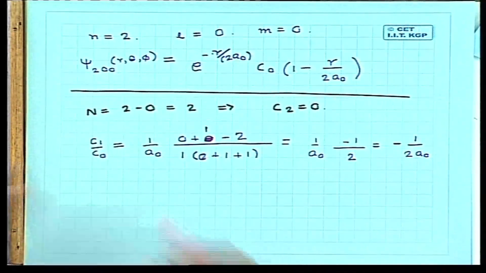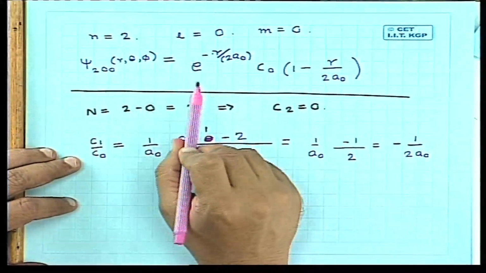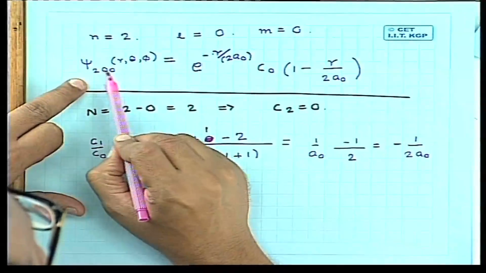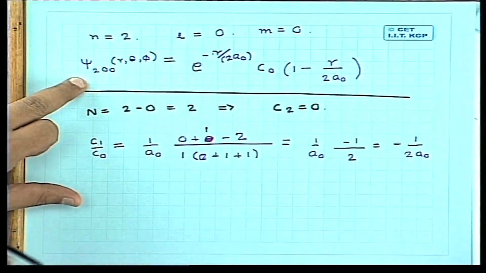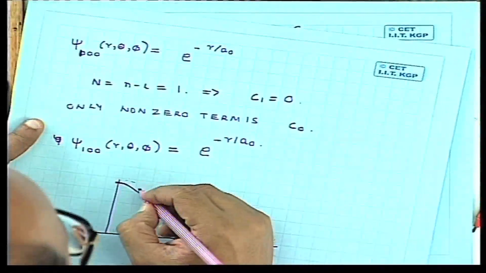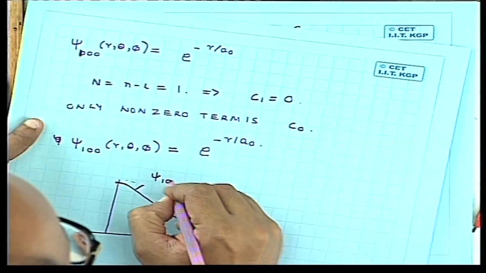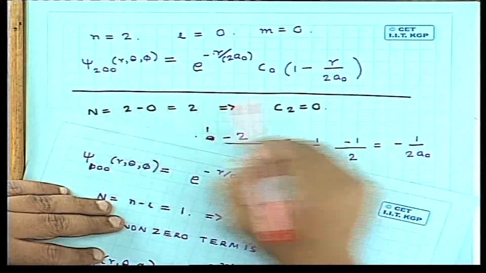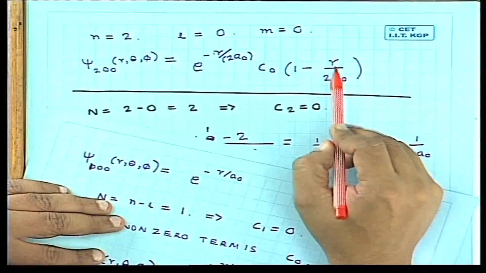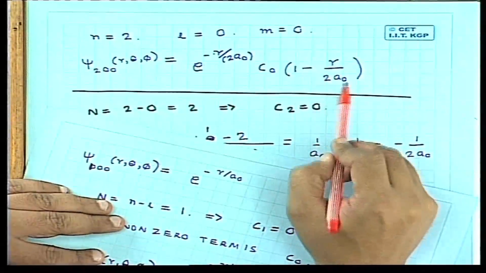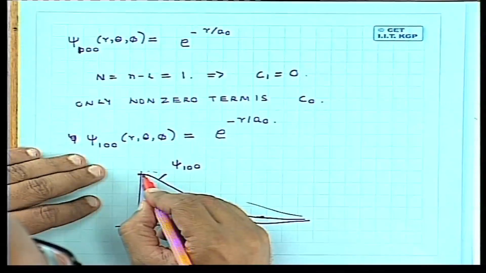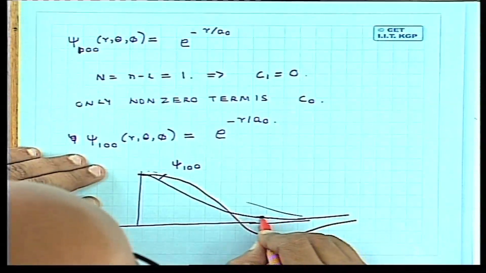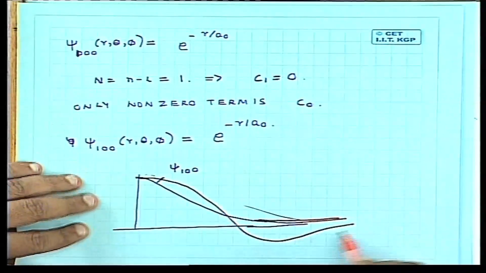So this is the form of one of the wave functions corresponding to the first excited state, which is psi 2 0 0, and we can just plot roughly what it looks like. So this is psi 1 0 0. Psi 2 0 0 will have one zero crossing when r is equal to 2 a naught, and it will fall off slower. So it will look something like this. It will have a zero crossing and then fall off exponentially. This will fall off exponentially like this. This will fall off exponentially slower.